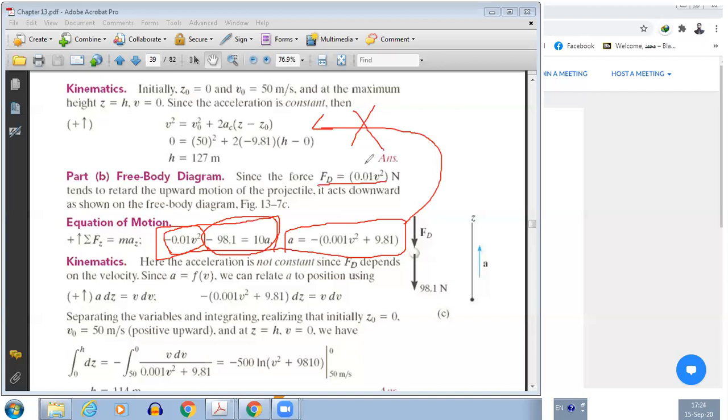Okay, so we can use this one, a ds equals v dv, because a is given as a function of v. So we can write a as a function of v, and we need to find the distance. So put distance ds on one side and all other things on the other side, and integrate it. When the distance is 0, the velocity is 50 initially, and the final velocity will be 0. So we need to find what h is. These are the limits of integration.